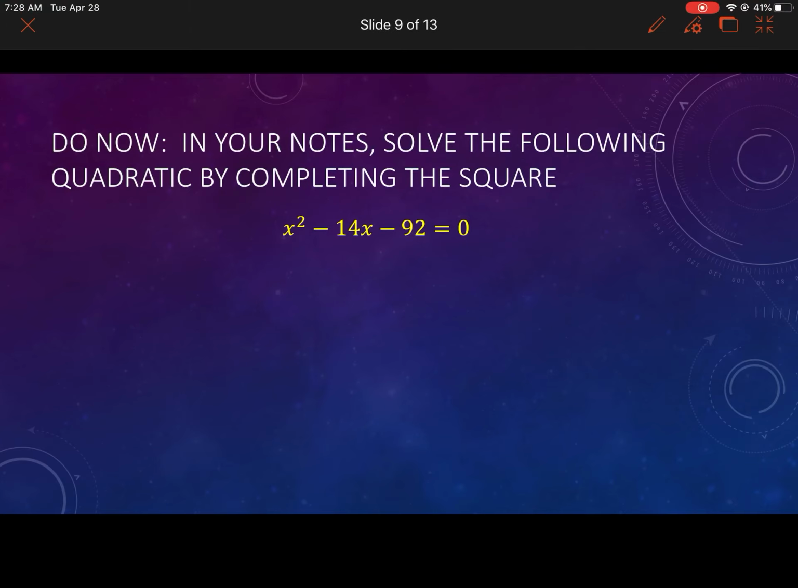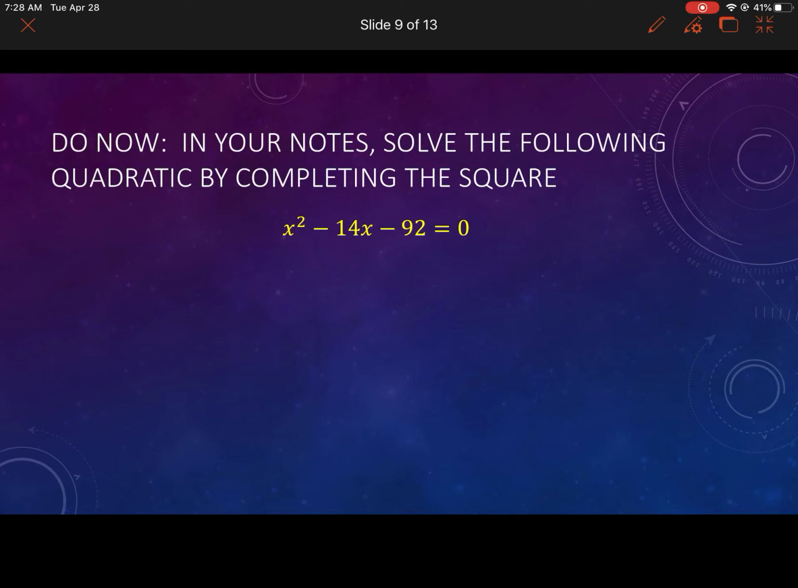Hey guys, welcome back. So we're going to continue the 7.2 notes. These notes are going to be the same ones that you started last week. We're just going to pick up where this one left off. So this is actually 7.2b. Before we get started, just to refresh your memory, go ahead and solve this one by completing the square. Just pause this here and try to do this one on your own before you continue.